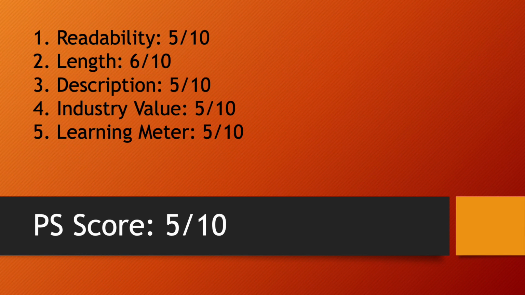Now let's look at the PS score for this paper. Overall, this paper is a pretty dense read, so it gets 5 out of 10 on readability. With 12 pages, it scored 6 out of 10 on length. It's a research prototype with dense description, so that makes it 5 out of 10. Its industry value is unproven, so it gets 5 out of 10. Each gets 5 out of 10, with an overall PS score of 5 out of 10.